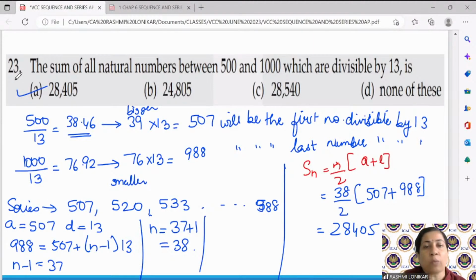I want the number greater than 500 but less than 1000. So greater than 500, I am taking the bigger number, but less than 1000 because I have the limit 500 to 1000. All my numbers which are divisible by 13 must lie between these two boundaries. The number has to be 500 or greater, but 500 is not divisible by 13. So what is the next number that is divisible by 13? That is 507. That is why I have taken the bigger number.